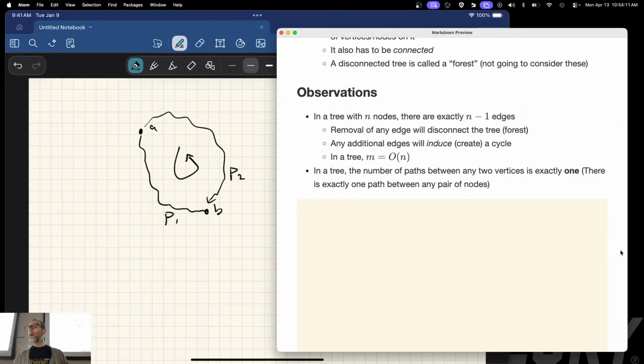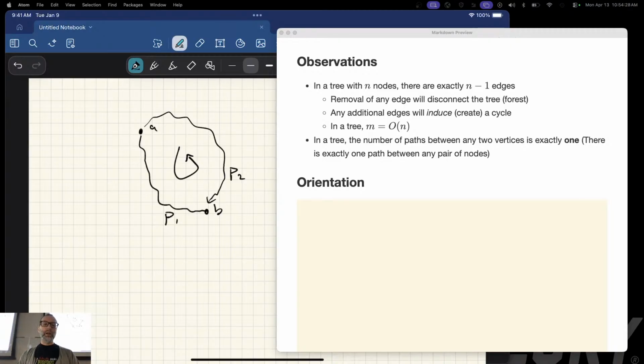There's exactly one and only one path between any two pairs of nodes. Could it be 0? If it were 0, then that would mean that you have a disconnected graph, and again, we're not going to consider those. Those are very good observations, but we also need some additional structure here to make them appropriate for a data structure.